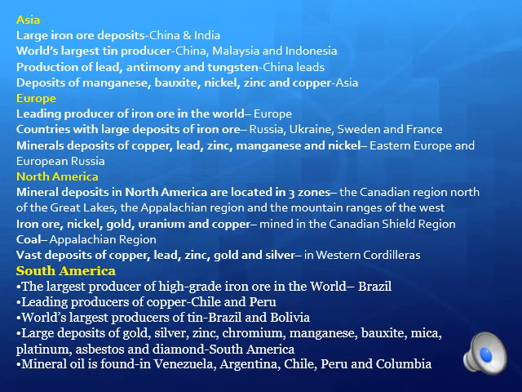Let's see how minerals are distributed in different countries. Asia produces more than 50% of the world's tin. Among the world's leading producers of tin are China, Malaysia and Indonesia, followed by Brazil and Bolivia. Large deposits of iron ore are also found in India and China. Brazil produces high-grade iron ore and is the largest producer in the world.